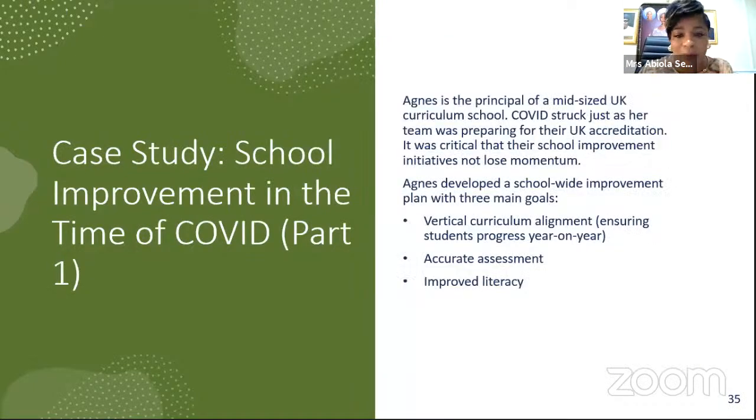Agnes is the principal of a mid-sized UK curriculum school. COVID struck just as our team was preparing for their UK accreditation. It was critical that their school improvement initiatives not lose momentum. Agnes developed a school-wide improvement plan with 3 main goals: vertical curriculum alignment, ensuring students progress from year to year. So she wanted to make sure that the students were stable. In essence, that's what that means.